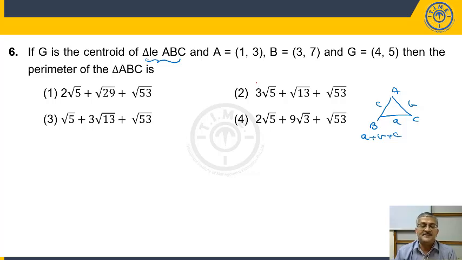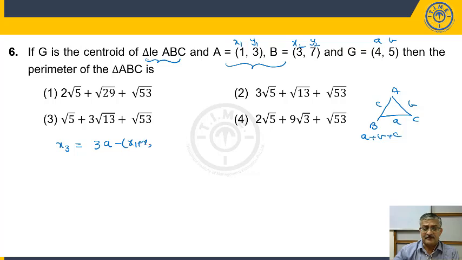But here the third vertex is not given. So whenever the two vertices and the centroid are given, suppose these are x1, y1, these are x2, y2, and this is the centroid (a, b) they gave. Then the third vertex x3 is 3a minus (x1 plus x2). Simply multiply the centroid coordinate by 3 and subtract x1 and x2. Similarly, the y coordinate of the third vertex is 3b minus (y1 plus y2).